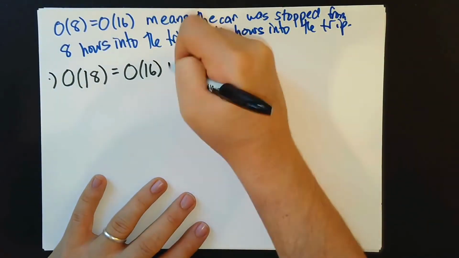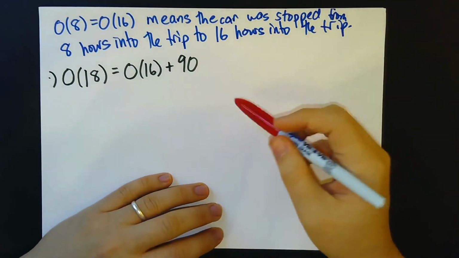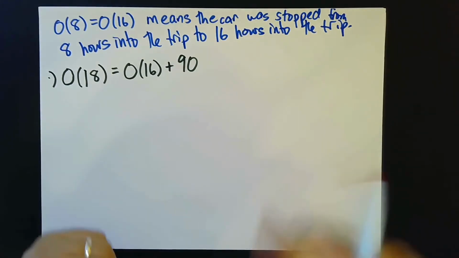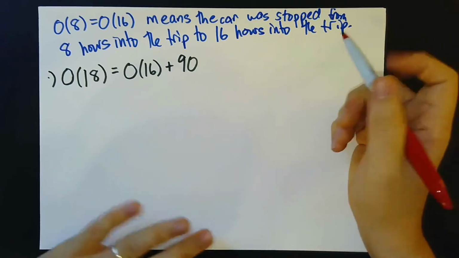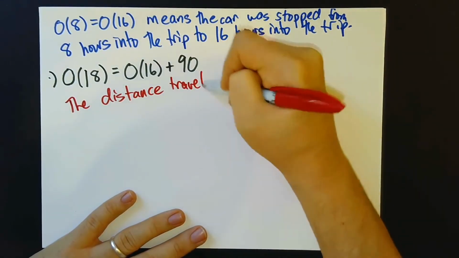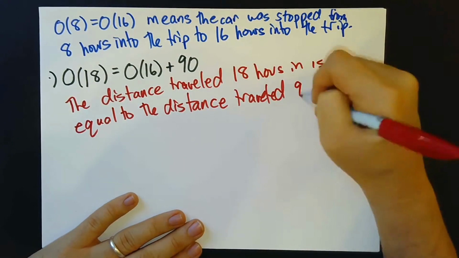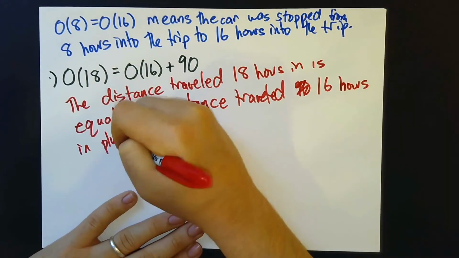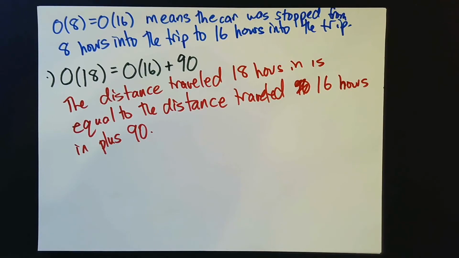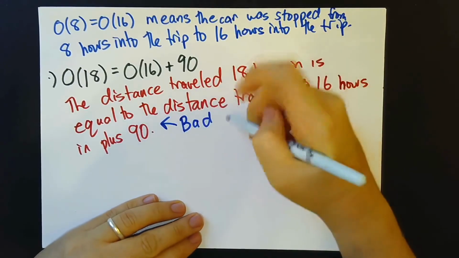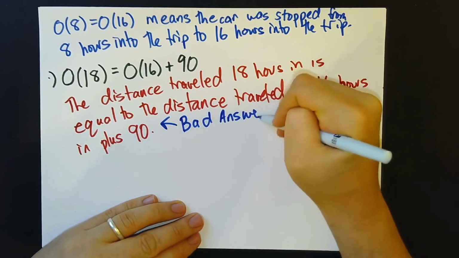Okay, so let's think about this one now. What does this mean? Again, I could literally translate this, and it would say the distance traveled 18 hours in is equal to the distance traveled 16 hours in plus 90. Okay, but again, this is a bad answer.